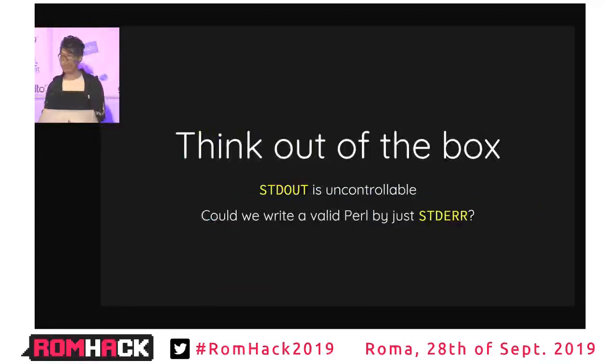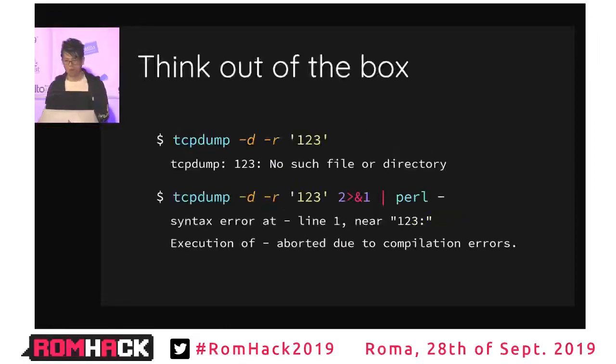So let's think out of the box. Standard output is uncontrollable, but could we write a script by standard error? When you force tcpdump to open a non-existent file, it will show the error, no such file or directory. From the error, it seems we can partially control the message. We try to pipe the standard error to Perl, but we still get nothing.